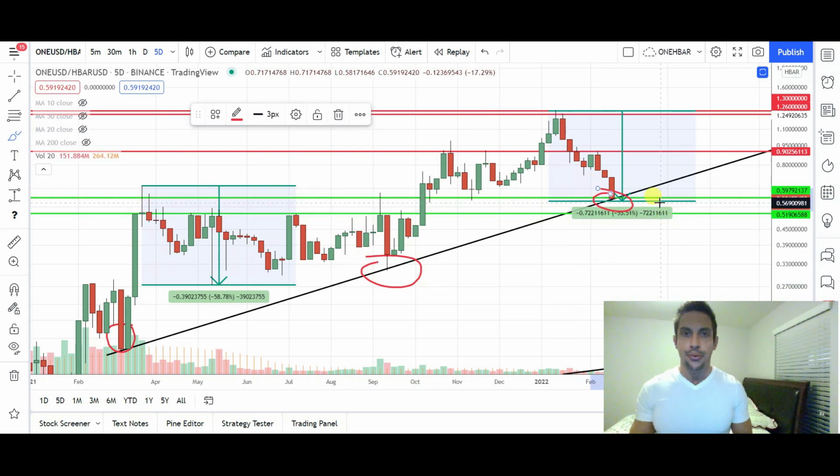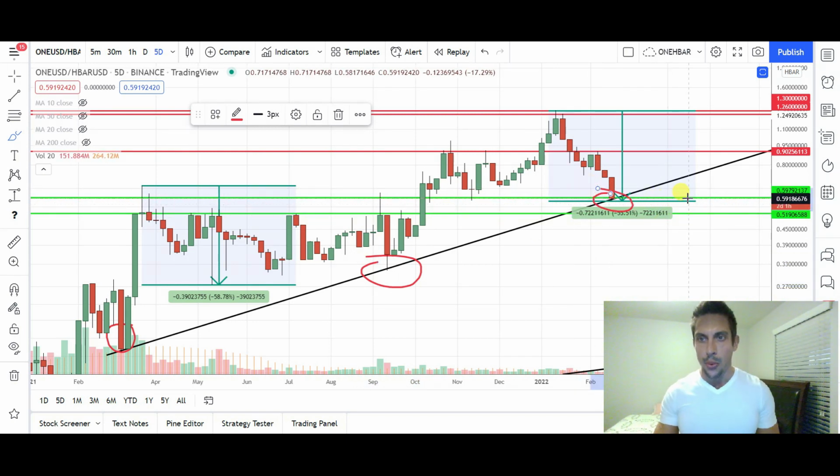There's also another price point of confluence around the 0.6, which is actually where the ratio is at right now, that it's resting on. So there are several points of confluence right in the 0.6 area that we're resting on.